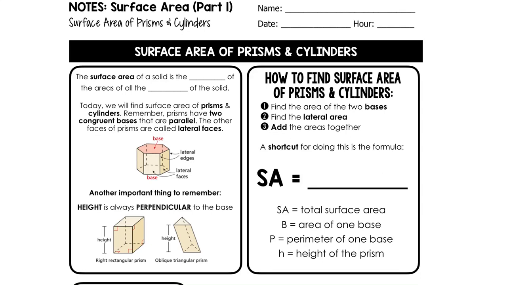Hello, happy Friday. This is our last surface area lesson. It's actually our last lesson of chapter 11. So today we're doing the surface area of prisms and cylinders. You have already seen those formulas on your formula sheet.